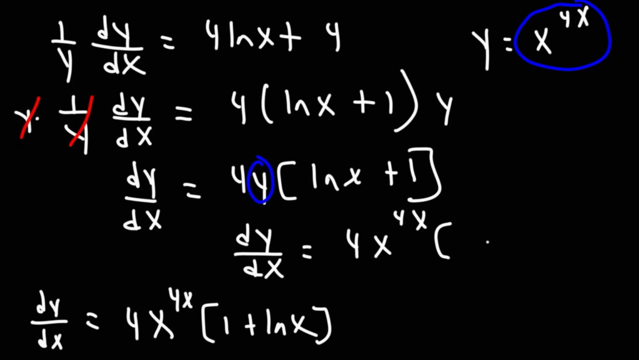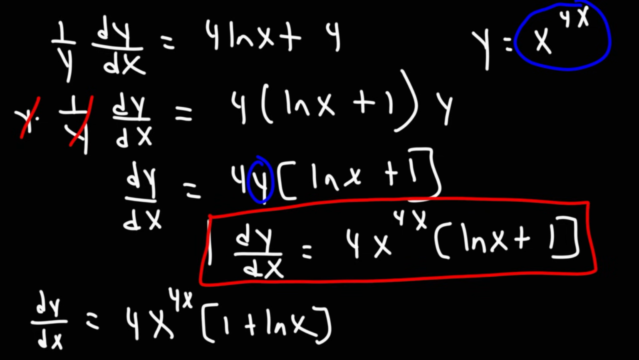And ln x plus 1 is the same as 1 plus ln x. When you're adding, 3 plus 5 is the same as 5 plus 3. They both equal 8. So this is going to be the answer, which matches with what we had from the formula. So anytime you have a variable raised to a variable, you could use logarithmic differentiation or you could use the formula that was presented earlier in this problem.